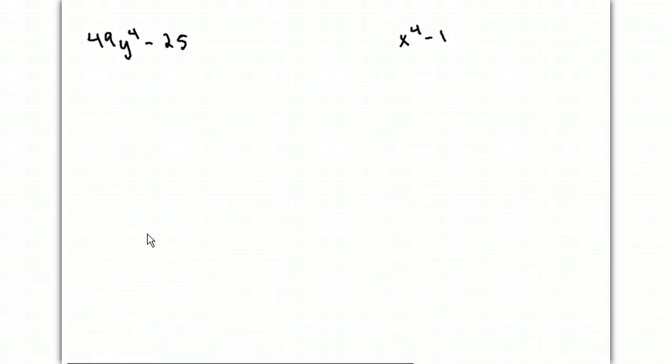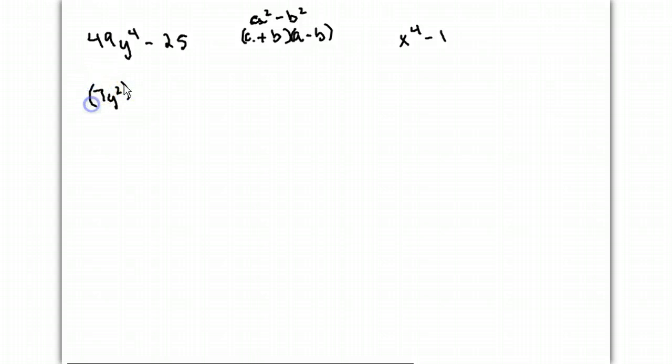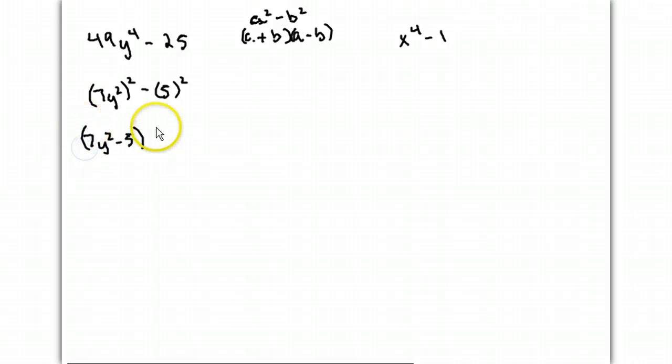Okay, they want you to factor this completely. Remember the formula, a squared minus b squared. It's going to be a plus b times a minus b. So the goal is to try to make it look like the formula. You can make it look like the formula if you call it (7y squared) squared minus 5 squared. So it's going to be 7y squared minus 5 multiplied times 7y squared plus 5. And you're done with that one.